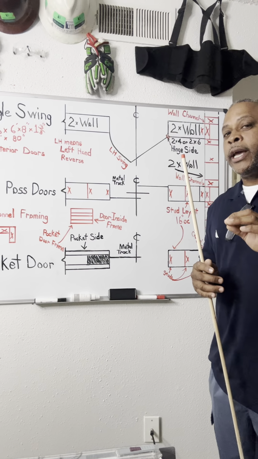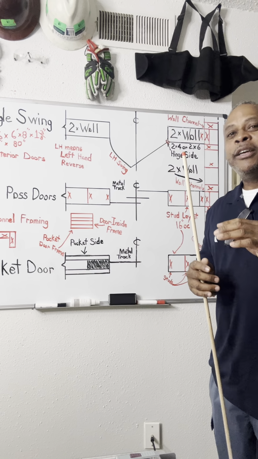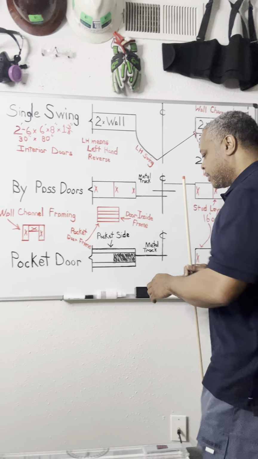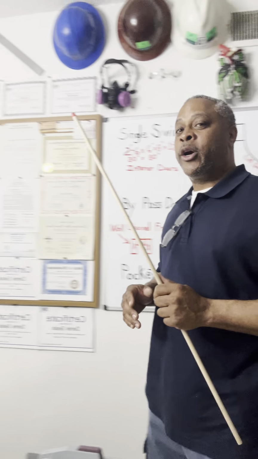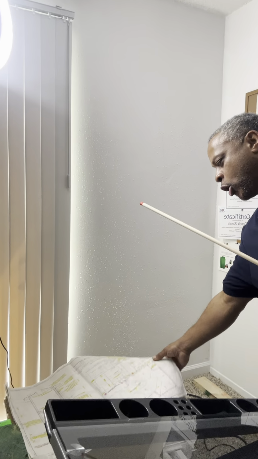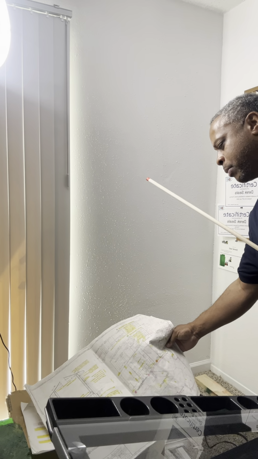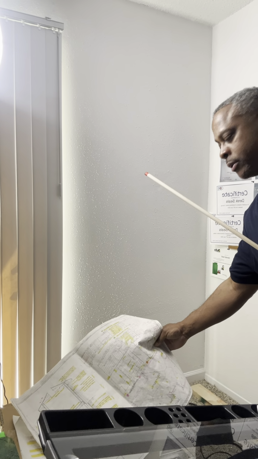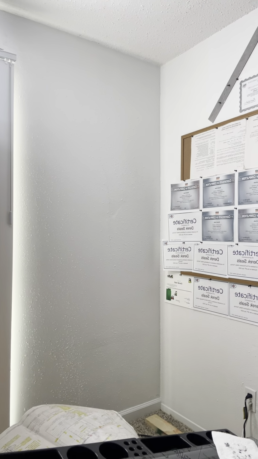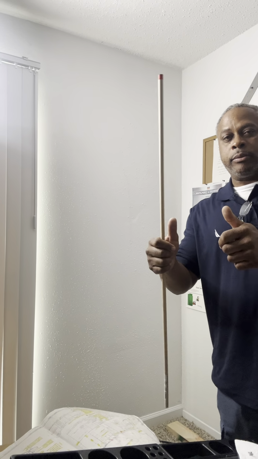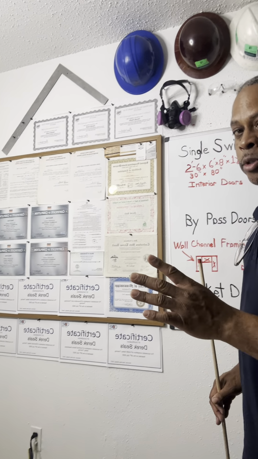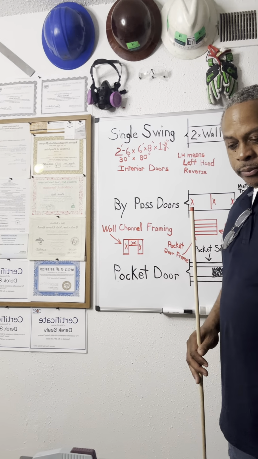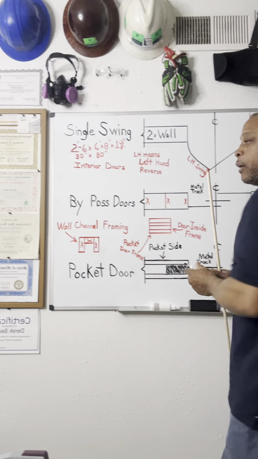There will be a door schedule on the door plans. When you look at the plan, most plans are going to give you a letter or a number. On our door schedule, there's going to be numbers. I want you to remember that. Numbers for doors, letters for windows. Okay?